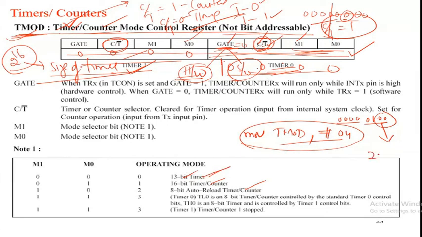So the maximum clock pulses it can provide is 2 power 13, and it is providing that, and it is providing gate 0, so only it is providing the clock pulses for internal operations only, not for external operations. That is the meaning of writing the instruction MOV TMOD, #04.